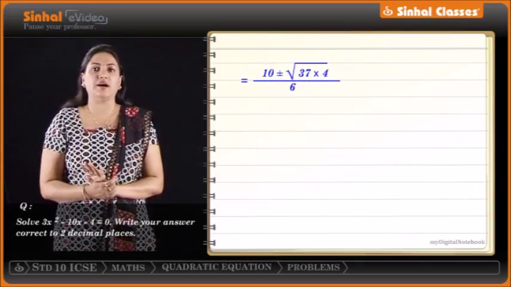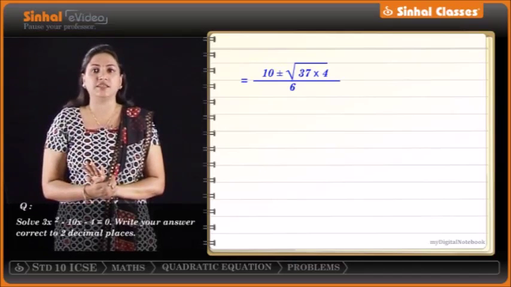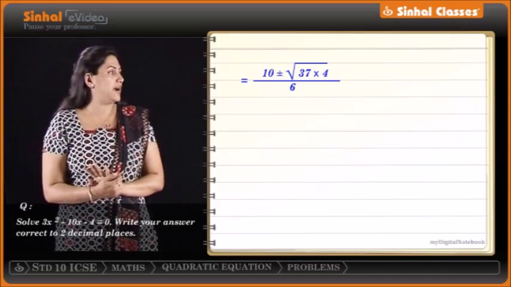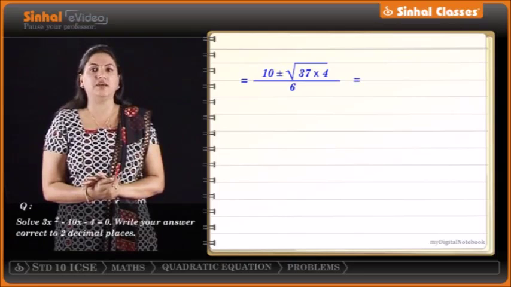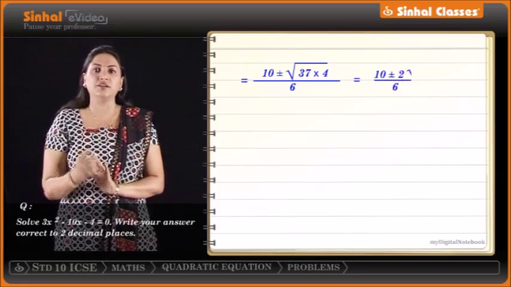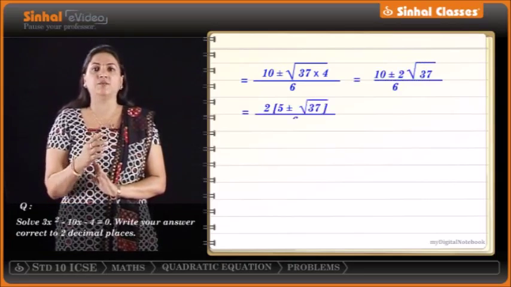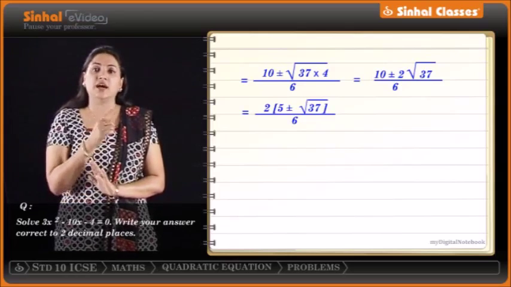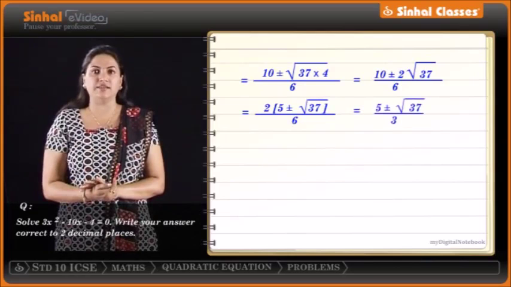Now that root part, from that we remove 4 outside, so we get 2 root 37. That is, the next step becomes 10 plus or minus 2 root 37 upon 6. Now from the numerator, remove 2 common to get 5 plus or minus root 37 upon 6. Now cancel 2 and 6, we get 5 plus or minus root 37 upon 3.